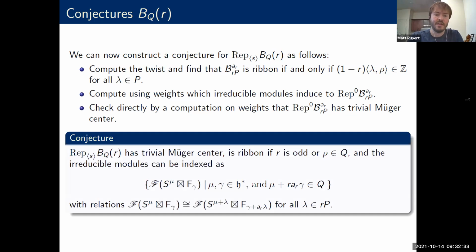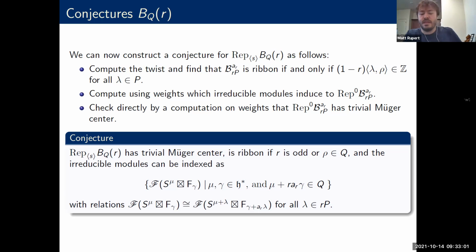So the conjecture we'd construct here is that the category of modules over this VOA has trivial Muger center. It's ribbon if r is odd, or if the Weyl vector is in Q. So this coincides with the SL2 case, where you have ribbon only if r is odd.